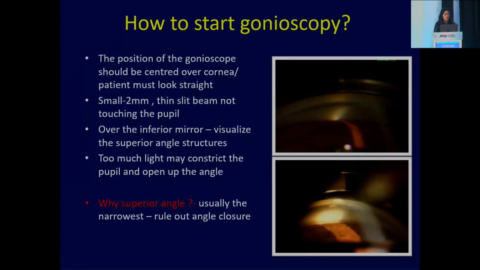When you start the gonioscopy, it is important that you use a 2 millimeter small thin slit beam which does not touch the pupil, because if it touches, the pupil constricts and artificial opening of the angle can happen in people who have angle closure. It is also not a rule, but generally the superior angle is looked at first because it is the narrowest angle in the eye.